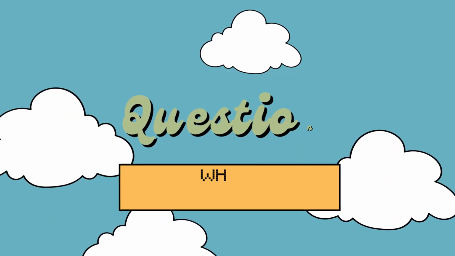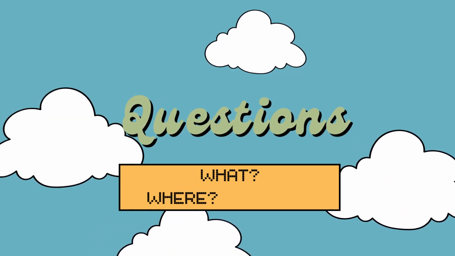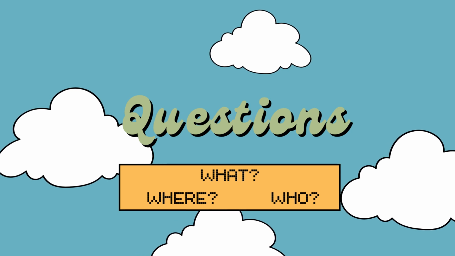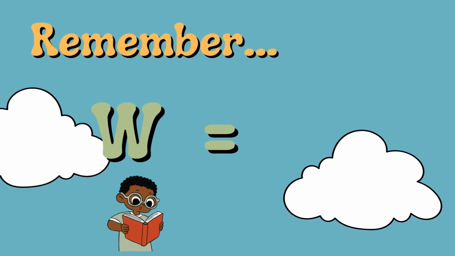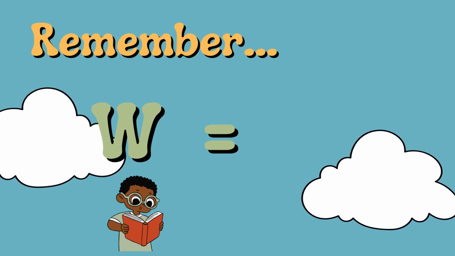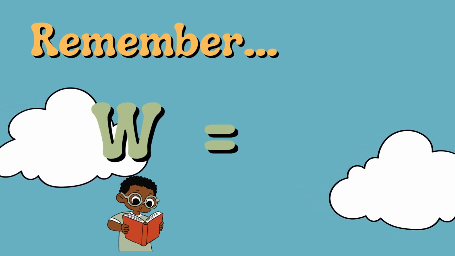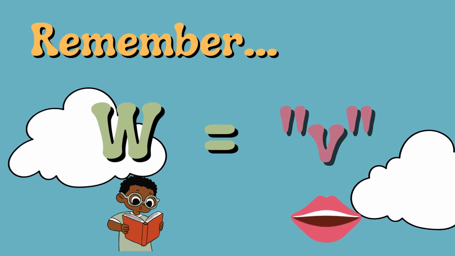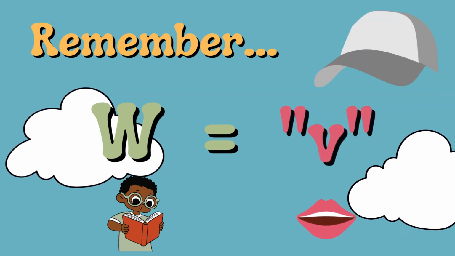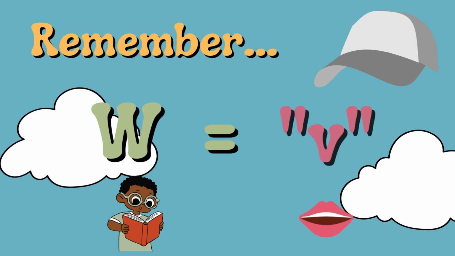We're going to learn about questions. The questions, what, where, and who. Now remember, in Afrikaans, when you see the letter W, it is pronounced V, just like the English letter V. So put on your Afrikaans hat and remember, W is V.